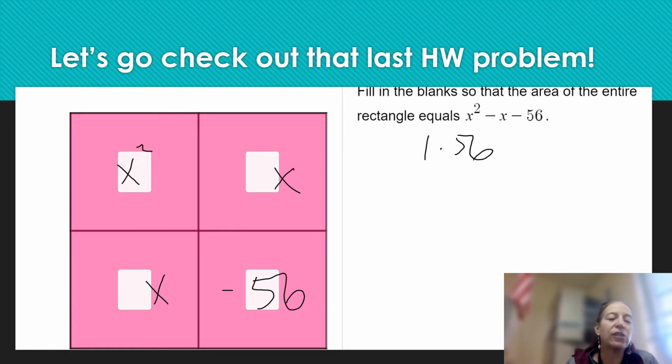Now, there is no way that I can put over here 1x and 56x and possibly get negative 1x. Okay, which is what I want. I need these to add up to the negative 1. Not going to be a 1 and 56, but we're going to start there. 56 is an even number. So I know that 2 will work, and if I'm not sure, I'm going to grab my calculator.